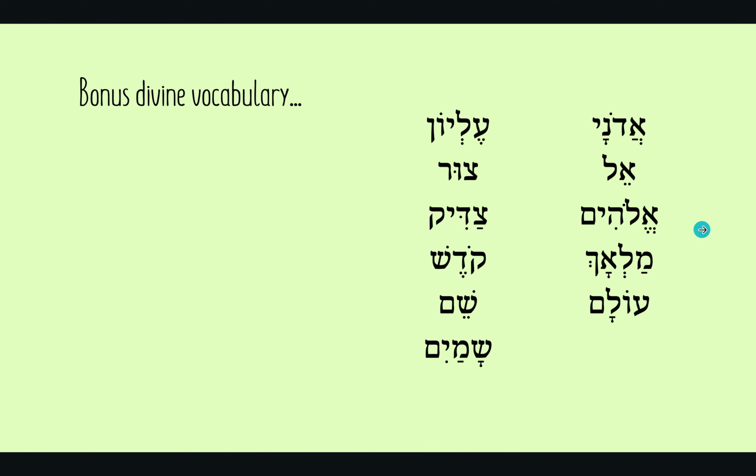Here's some bonus vocabulary. These are divine words that have to do with God that come up a lot in the Bible that will be very useful. And I also think this is kind of fun because a lot of people who are studying Hebrew are doing so for a spiritual or religious reason. And so here's some exciting words, spiritual divine words from our Hebrew Bible.